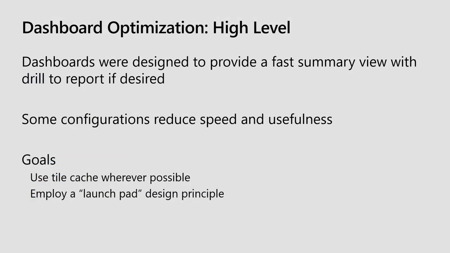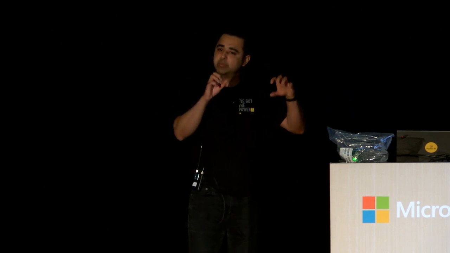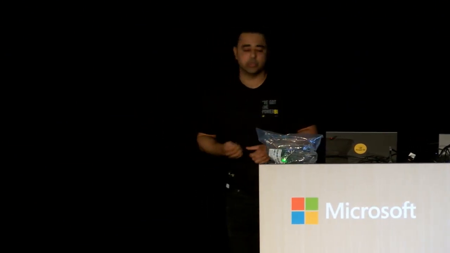So at a high level, dashboards in Power BI were designed to provide very quick access to summary data. And this is a good design principle in business intelligence anyway, right? Have the important metrics at a summary level surfaced, highlight the things that need attention, and then provide some kind of click-through or drill-through into additional information. So Power BI dashboards were designed to support this kind of analysis. But some configurations can actually slow you down.